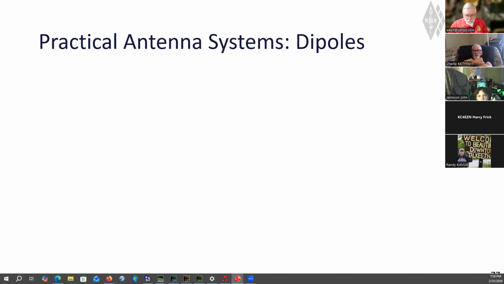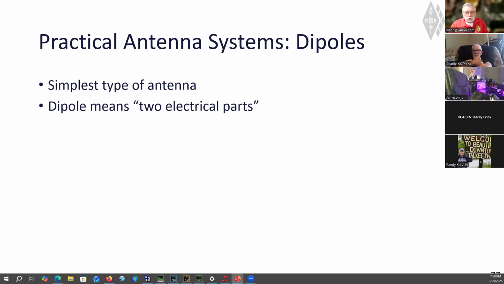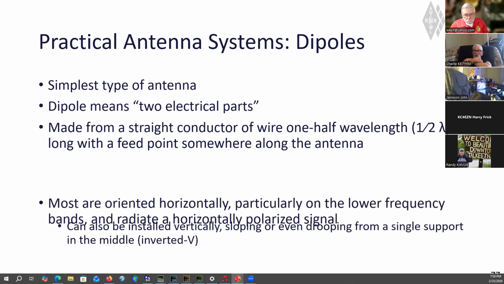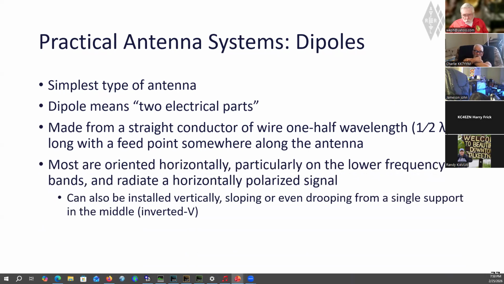Practical antenna systems. Dipoles. Simplest type of antenna. Dipole means two electrical parts. Di meaning two. Made from a straight conductor or wire 1/2 wavelength long with a feed point somewhere along the antenna. Most are oriented horizontally, particularly on lower frequency bands, and radiate a horizontally polarized signal.